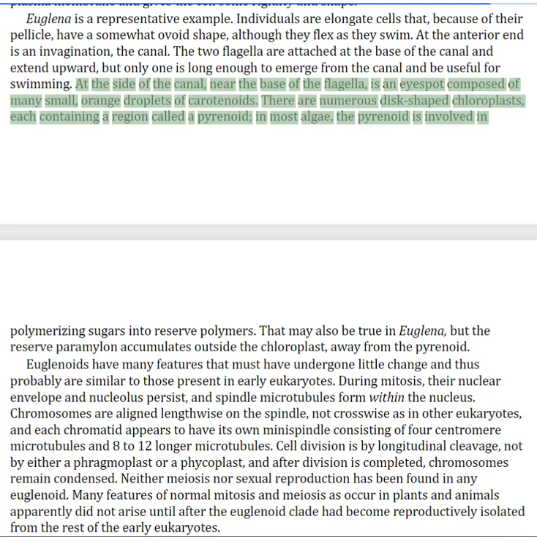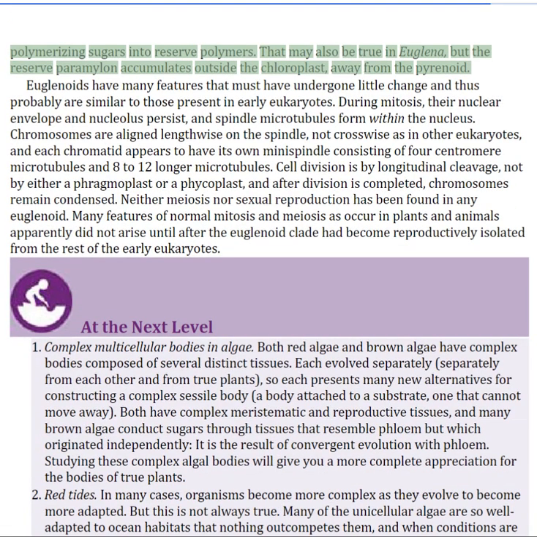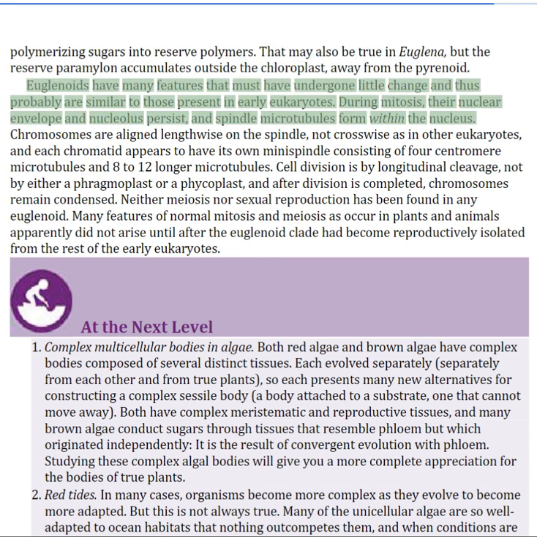In most algae, the pyrenoid is involved in polymerizing sugars into reserve polymers. That may also be true in Euglena, but the reserve paramylon accumulates outside the chloroplast, away from the pyrenoid. Euglenoids have many features that must have undergone little change and thus probably are similar to those present in early eukaryotes. During mitosis, their nuclear envelope and nucleolus persist, and spindle microtubules form within the nucleus.